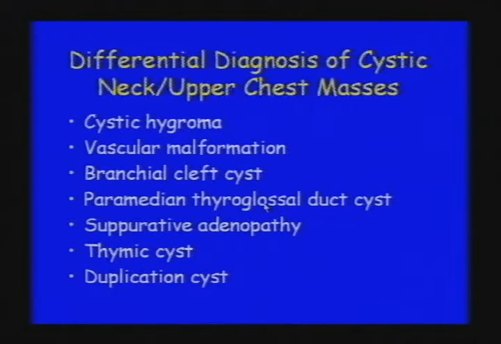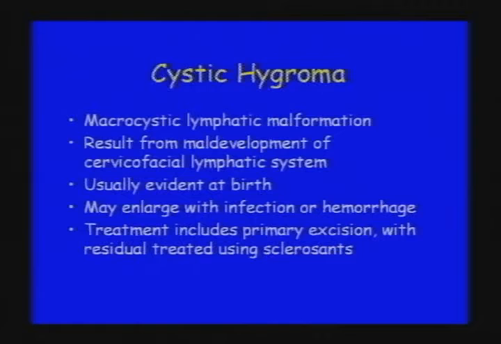The differential diagnosis of cystic upper chest and neck masses in kids includes cystic hygromas, vascular malformations such as venous malformations, branchial cleft cysts, paramedian thyroglossal duct cysts, though most thyroglossal duct cysts are on the midline. You can have suppurative adenopathy, you can have thymic cysts, and you can have duplication cysts of the esophagus.